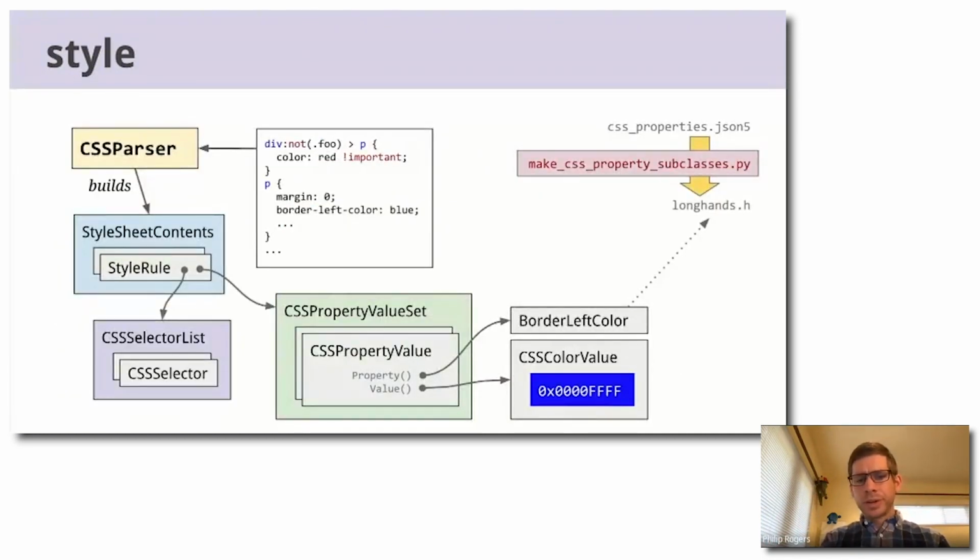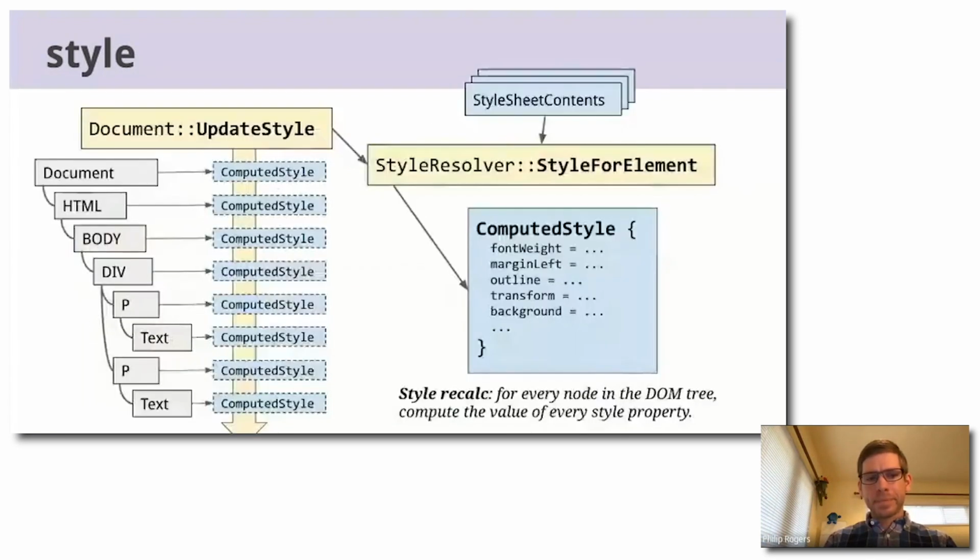So how does this really work? Just like the HTML parsing, the CSS parser basically takes this input that the web developer specified and creates a C++ representation of that. So we create style sheet contents, CSS selector lists, etc., until at the end of this pile of turtles, we have a property, for example, border left color, and then a value, for example, blue. So style recalc, what we do is for every node in the DOM tree, we compute the style that will apply to that node. And this is basically just a giant map of properties to values.